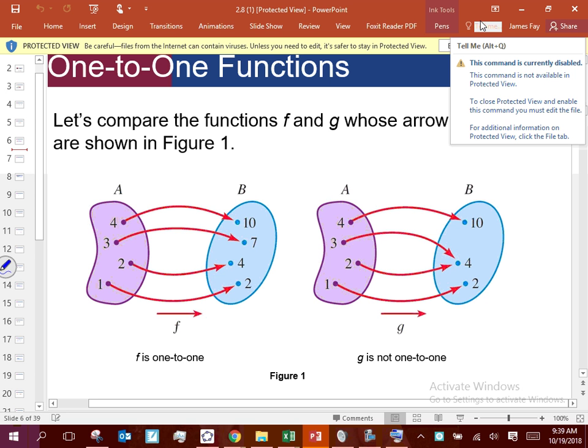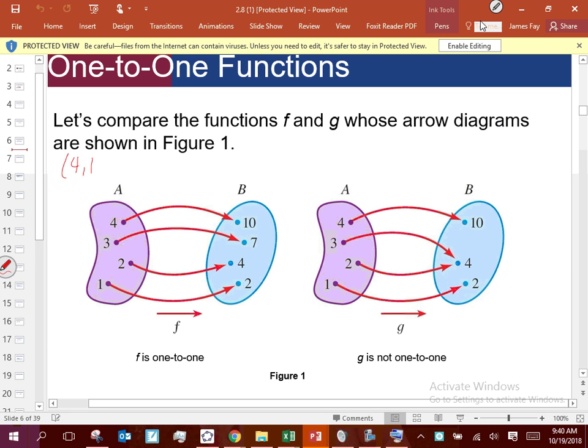These are both functions. So let me, it's what we call a mapping. I think they call it an arrow diagram in this textbook. A lot of times they call it mapping. But does this provide me the ordered pairs (4, 10), (3, 7), (2, 4), and (1, 2)? Did you hear that? And we say that's a function because every single x value is only paired with one y value, right?